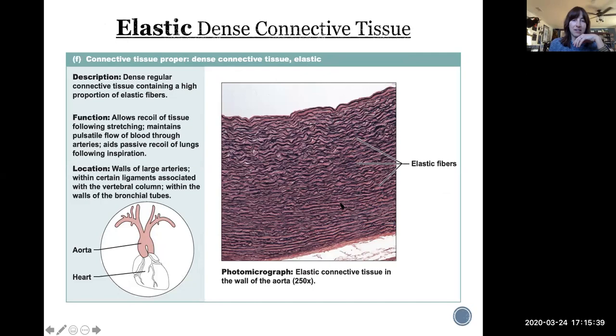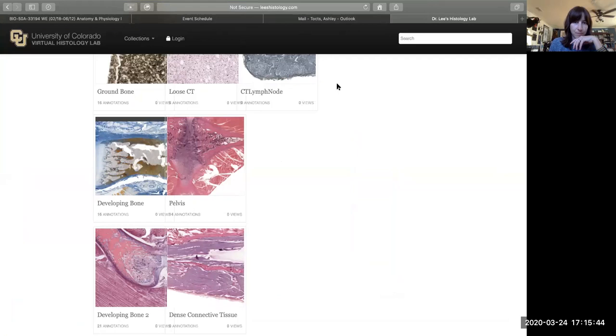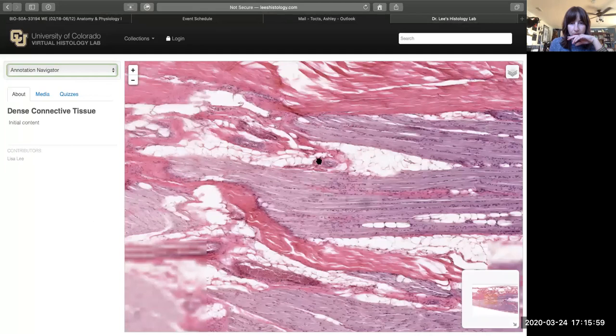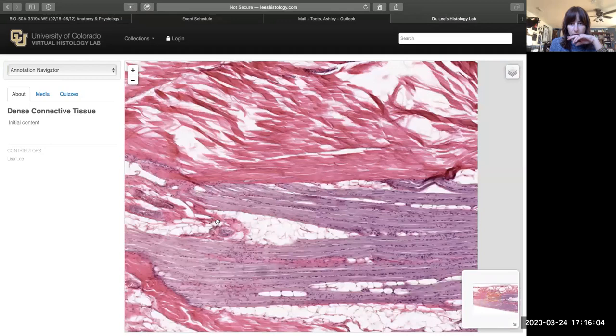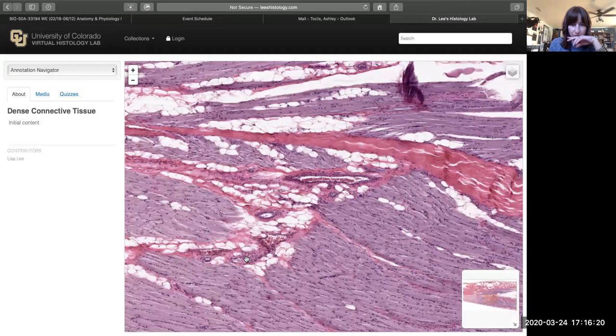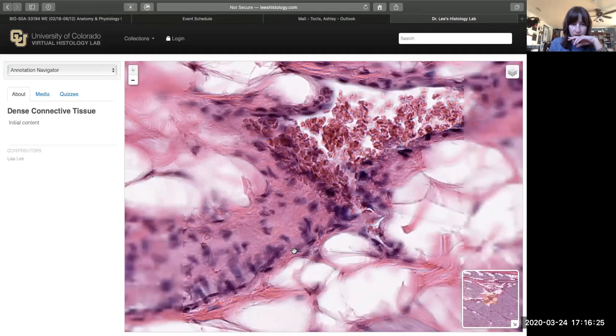Elastic dense connective tissue, sorry, I should look for an example. Let's find an example of dense irregular first. It's joint capsules. Oh, dense. Thanks for all the help. Ooh-wee, look at all of that. I'm seeing adipose. I'm seeing lots of dense regular. I wonder what this is actually from. Well, seeing some, could be areolar.